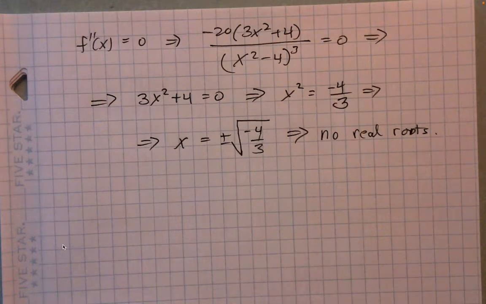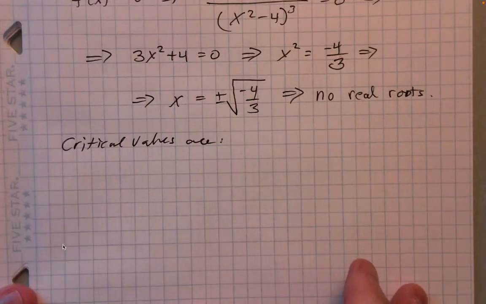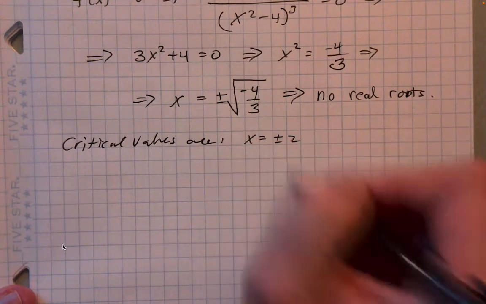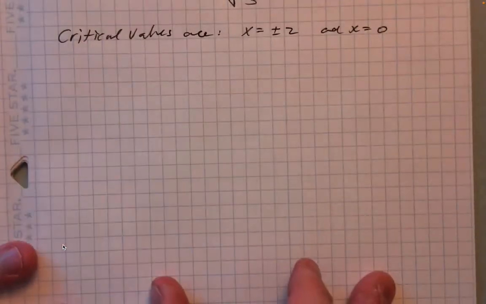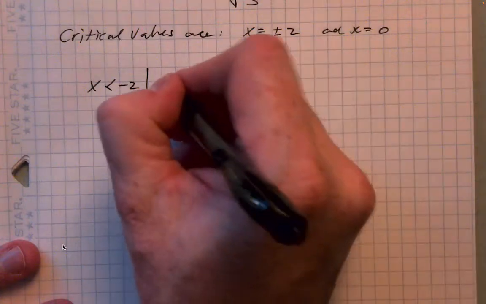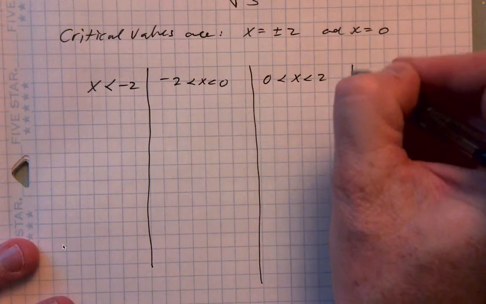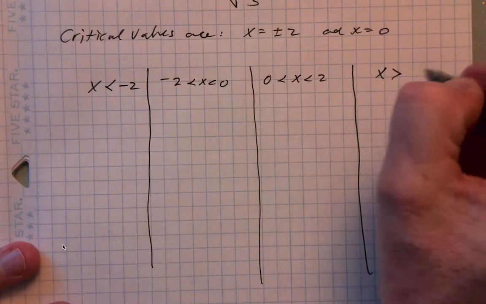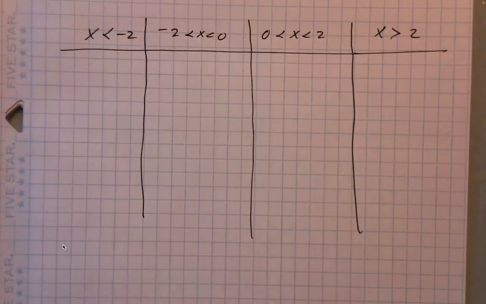All right, so let's summarize what we have here. We've got a bunch of critical values to look at. So the critical values are what? Well, x equals plus or minus 2, and x equals 0, right? I think that's it. Yes. So we've got 3 critical values. Let's build a table here to work through these. So we'll have everything less than negative 2 over here. And then we'll have negative 2 to 0 here. And then 0 up to 2 here. And then, of course, the rest of the real number line, everything above 2 over here.